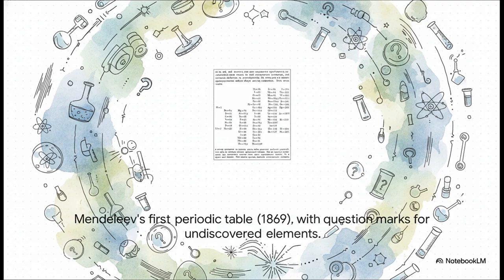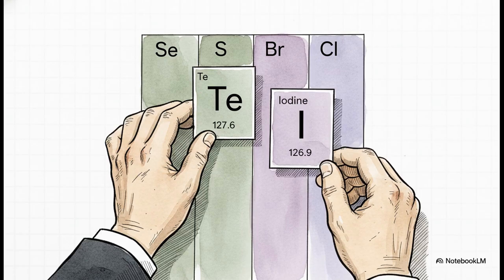But the real genius here isn't just in what he organized. It's in the blank spaces that he intentionally left behind. This is where you see just how brilliant he was. He trusted the pattern of the properties more than his own primary rule of increasing atomic mass. For instance, he saw that tellurium, even though it was a little heavier, behaved just like the elements in a certain column. So he boldly swapped it with iodine, breaking his own rule just to preserve that deeper logic. And his intuition? It was spot on.